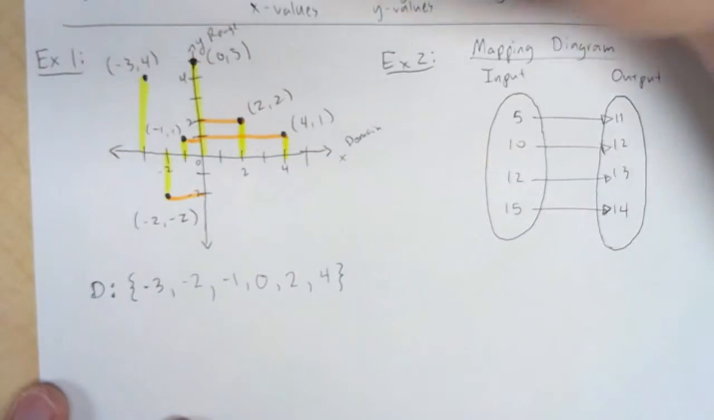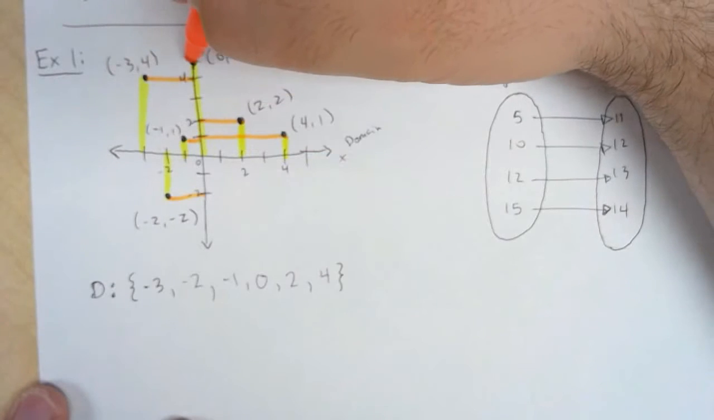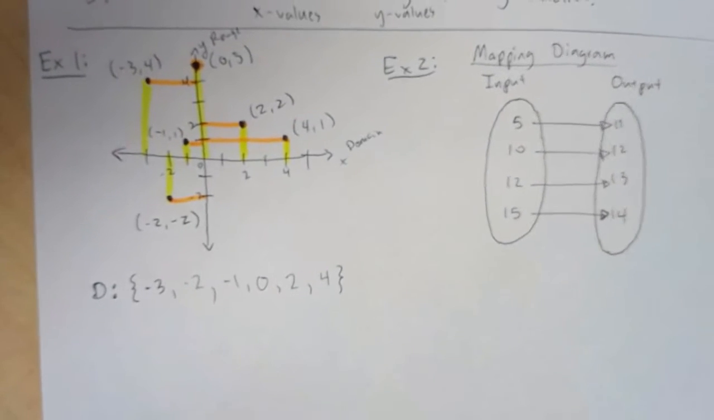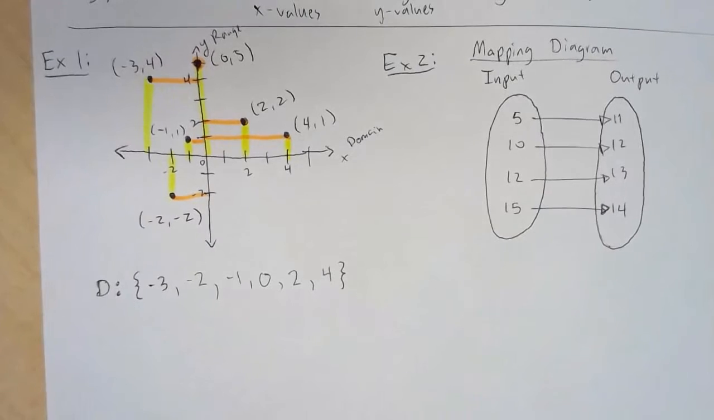2 to 2. 4 to 4. And 5 stays on 5. So I'll just put a little dot around that. So we'll do the same thing. We're going to write our range values just in a list from least to greatest.